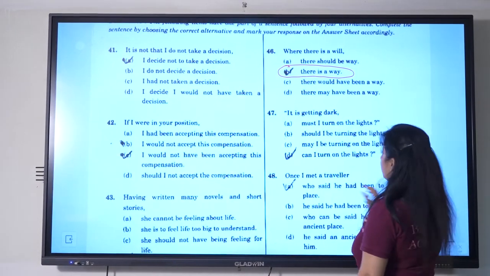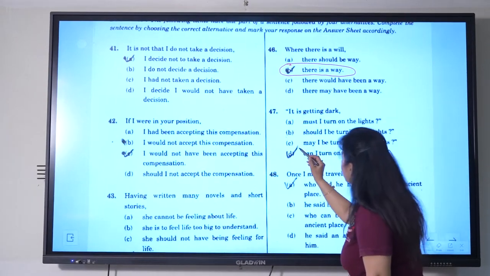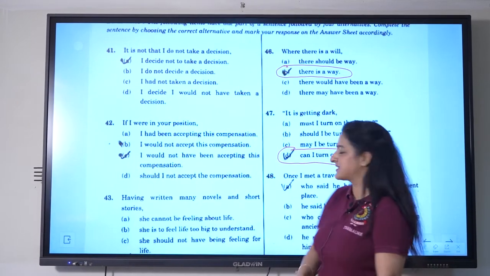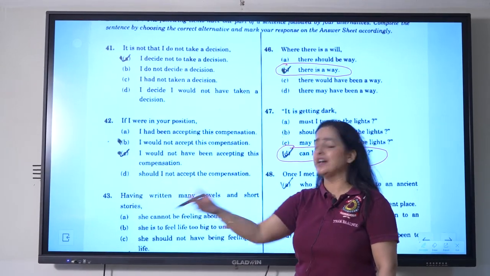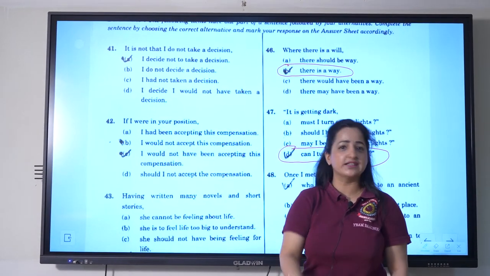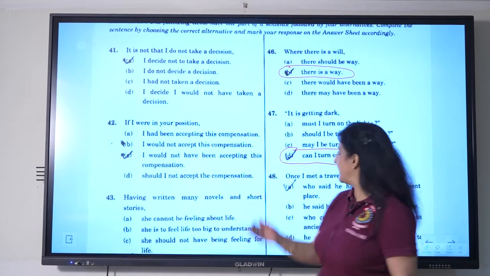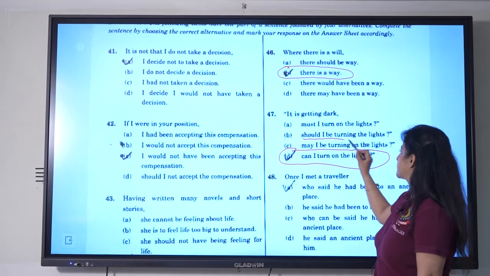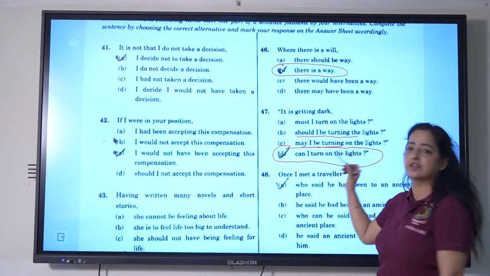Okay. 47, it is getting dark. Answer is Delta. Can I turn on the lights? So, a simple translation here could be andhera ho raha hai. Kya main lights jala sakta hoon? Simple answer, and you really don't need such complex sentence structures. I should be turning, may I be turning.